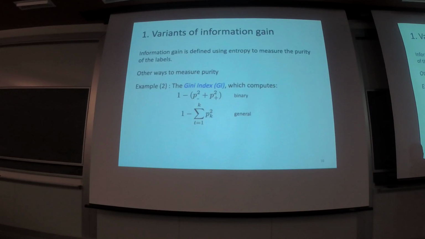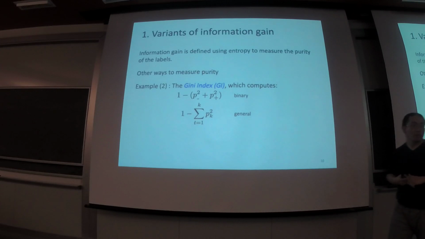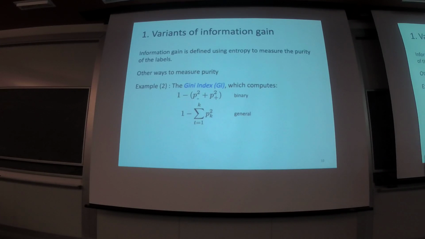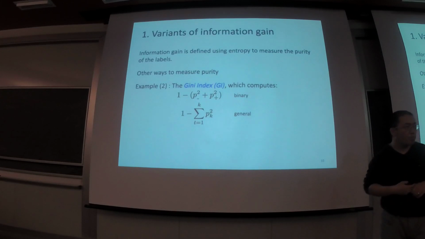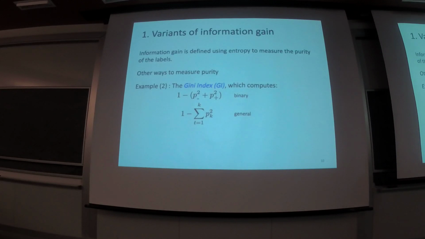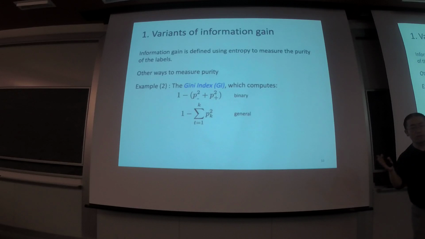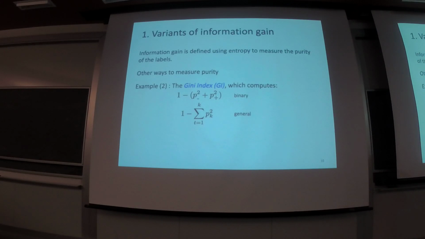And also, let me introduce another measurement for purity. This is called the Gini index. So the Gini index is another very widely used metric for purity, and it is by default used by the CART algorithm. We mentioned that before. It's called classification and regression tree. The CART algorithm is very popular, maybe even more popular than the ID3 algorithm.